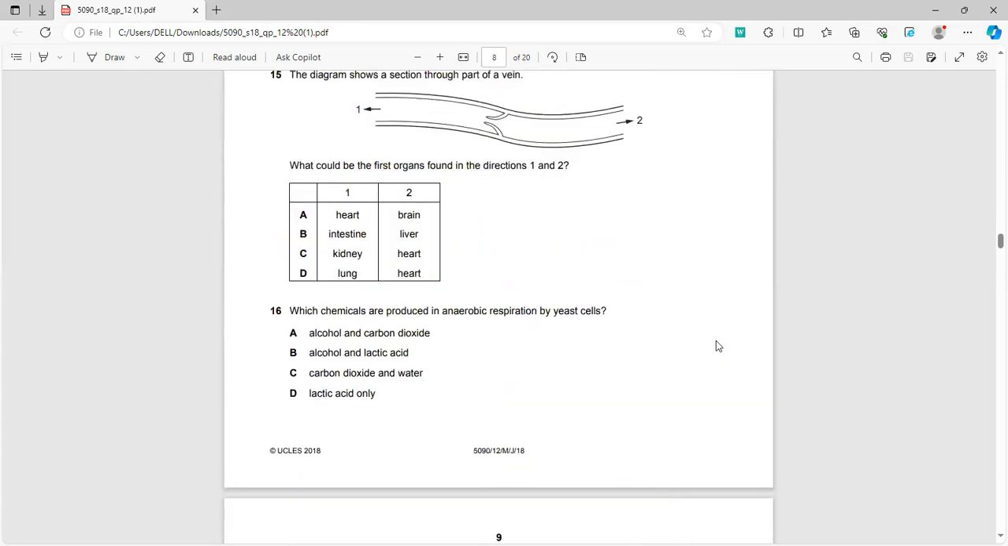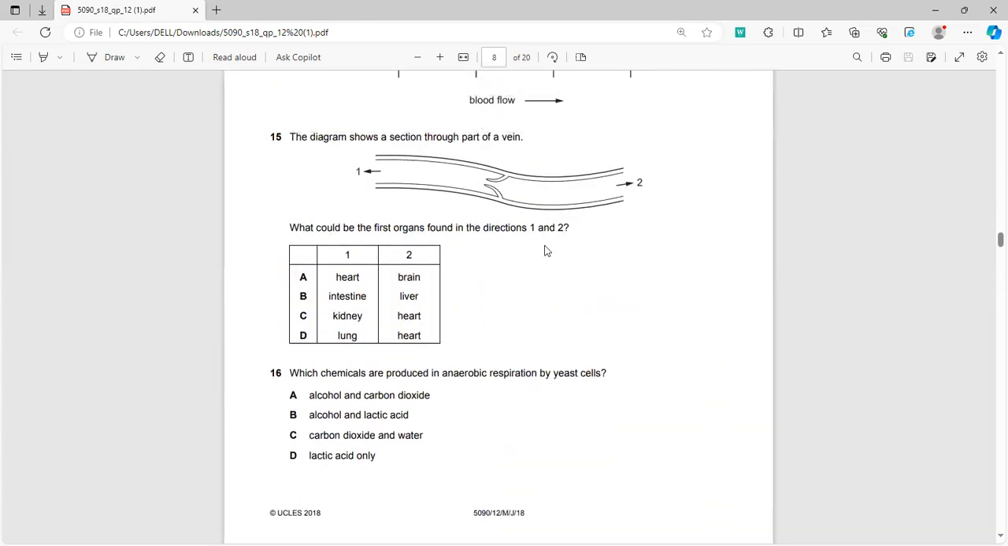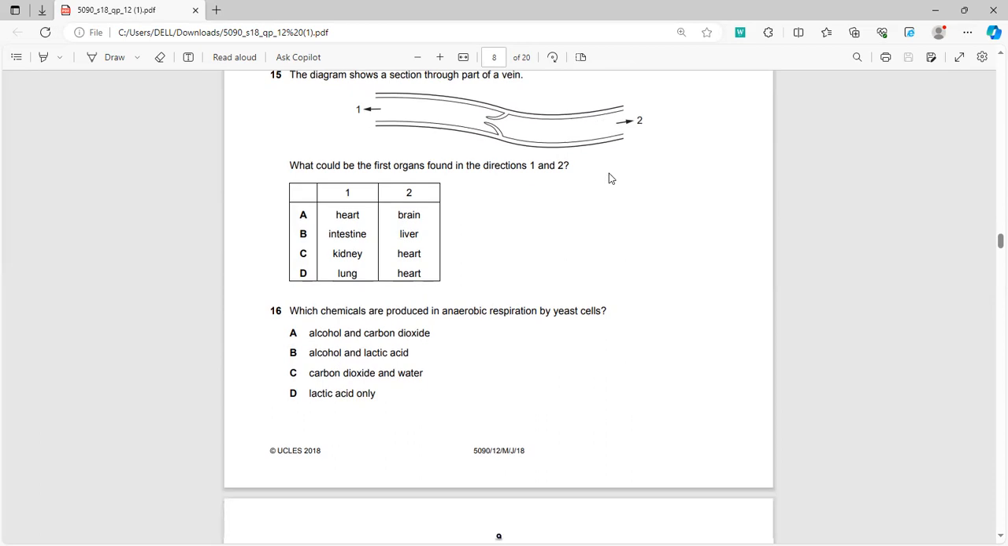Question number 15. What could be the first organs found in the directions 1 and 2? This is a valve and it is to prevent the backflow of blood. So option 1 should be the heart and option 2 should be the brain.